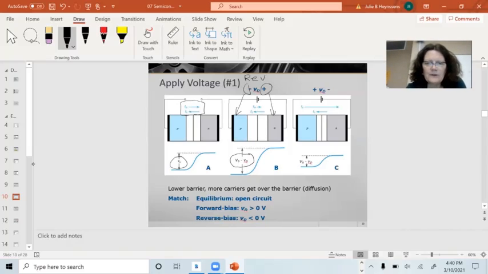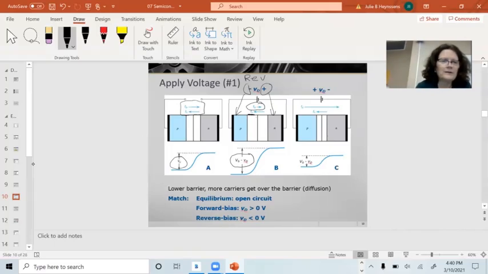And when I increase the barrier height, I'm going to decrease the drift current, the current due to voltage, whereas the diffusion current stays constant. So I get a smaller current overall.